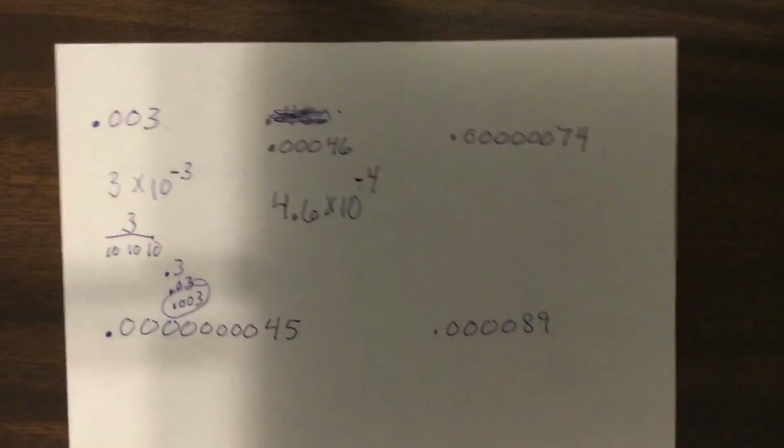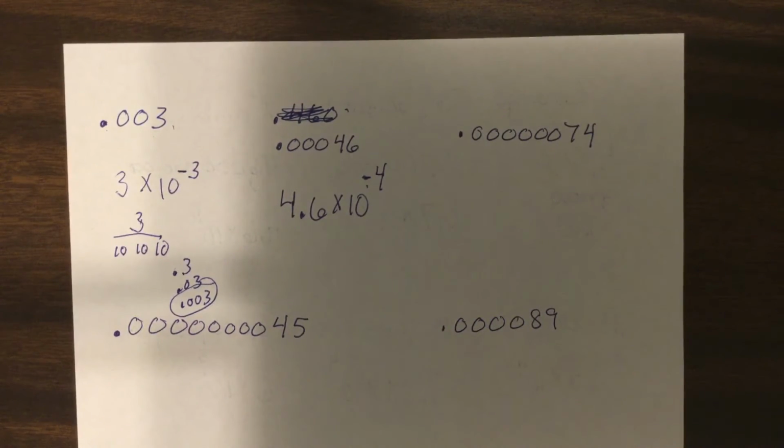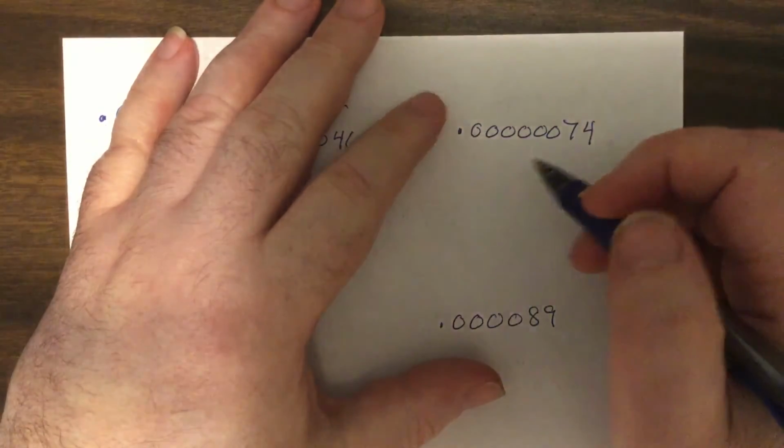So in science, I believe there's a number that's 10 to the negative 24th. It's so tiny. It's inside the body.